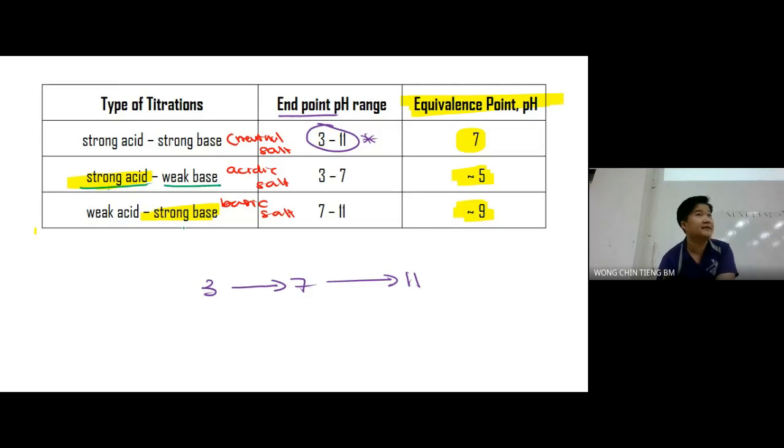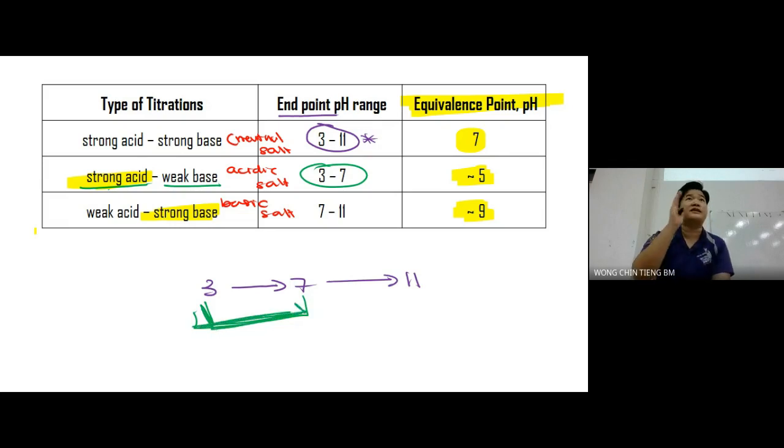Kalau dia strong acid, acid kuat kan? Nampak tak dia ambil kawasan acid? 3, 7. See that? Dia ambil kawasan acid. Nampak? So, kamu perlu hafal satu je. 3 hingga 11. 3 hingga 11 adalah strong acid, strong base. Kalau sekarang saya hanya ada strong acid with base, saya ambil bahagian acid.